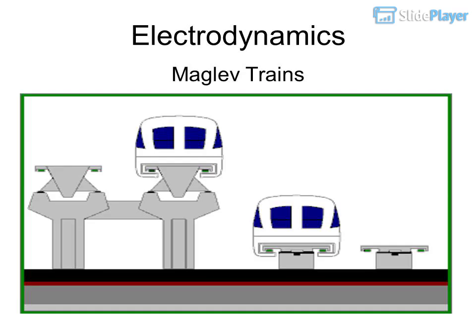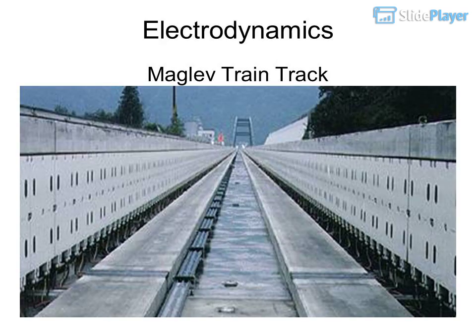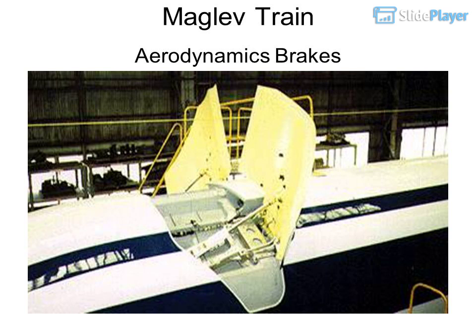Electrodynamics. Maglev trains. A maglev train floats about 10 mm above the guideway on a magnetic field. It is propelled by the guideway itself rather than an onboard engine, by changing magnetic fields. Once the train is pulled into the next section, the magnetism switches so that the train is pulled on again. The electromagnets run the length of the guideway. Maglev train track. Aerodynamic brakes.